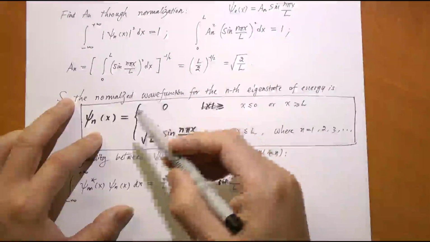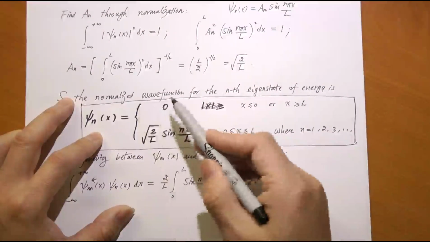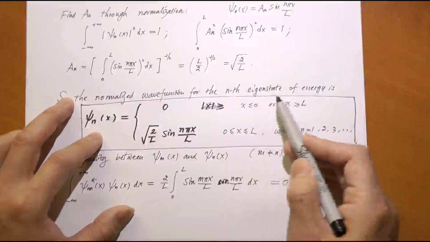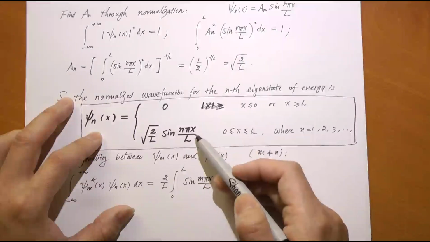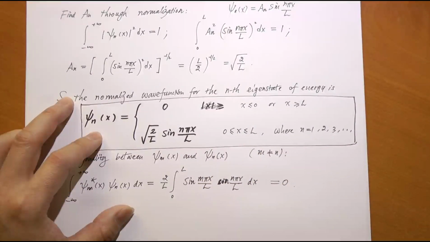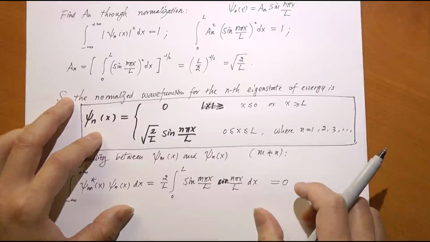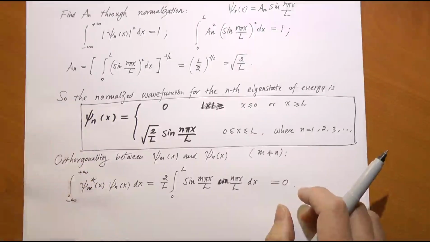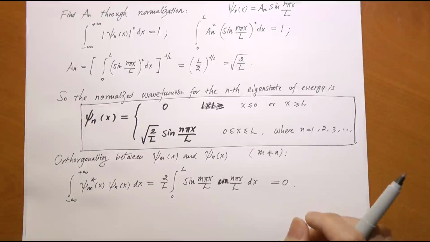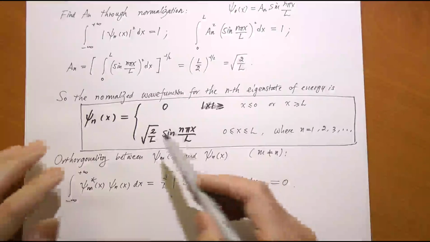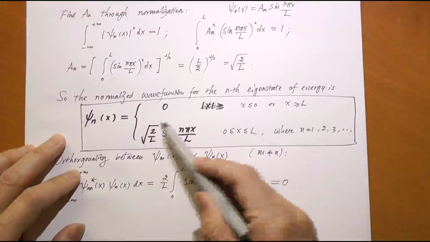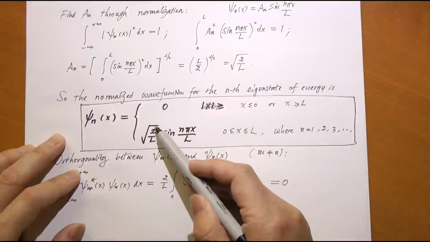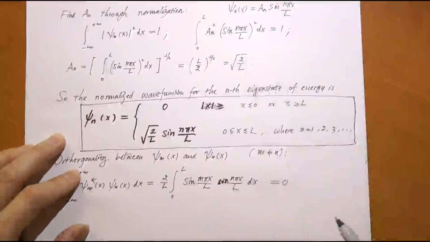So now we have the complete picture. We have the normalized wave function for the nth eigenstate of energy. If the wave function equals this, then we say the particle is in its nth eigenstate of energy. The energy in this particular state has only one value, and that is E_n. Psi_n, the wave function, equals 0 outside the well, and inside the well, it is equal to this. Then this constant ensures the normalization condition.